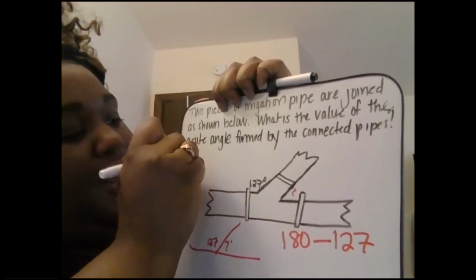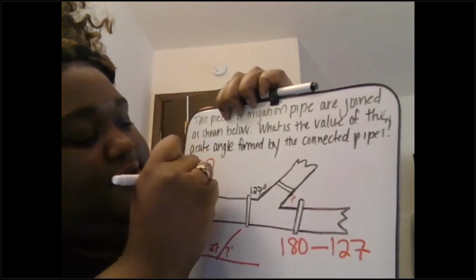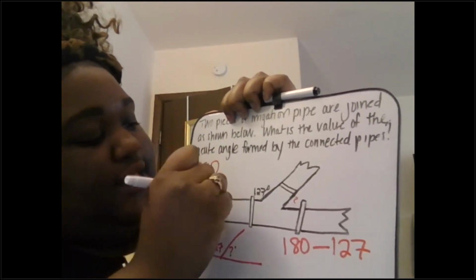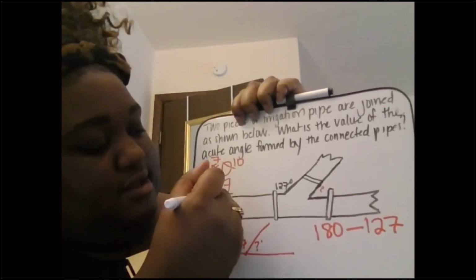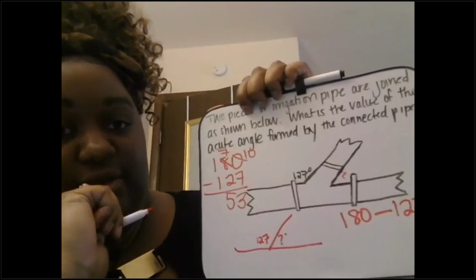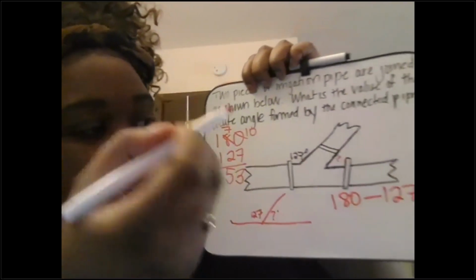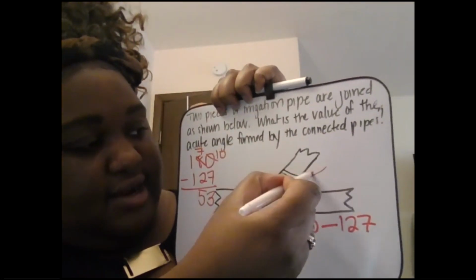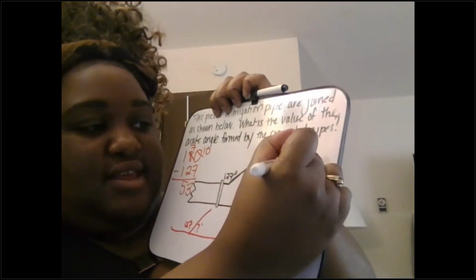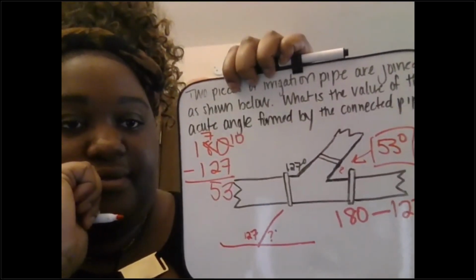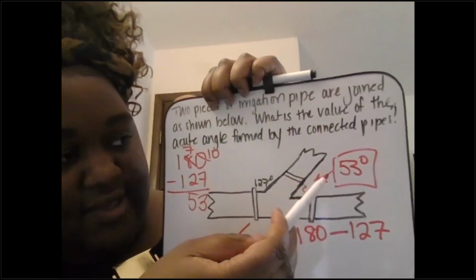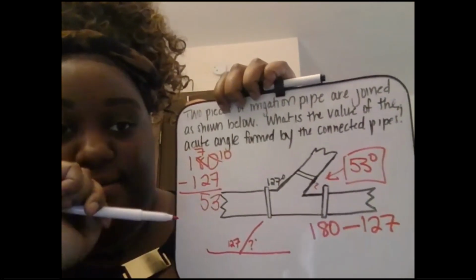Now I'll work it out up here. I'll subtract those, and that gives me 53. So that means this angle here is 53 degrees. If I add those two together, I should get 180.